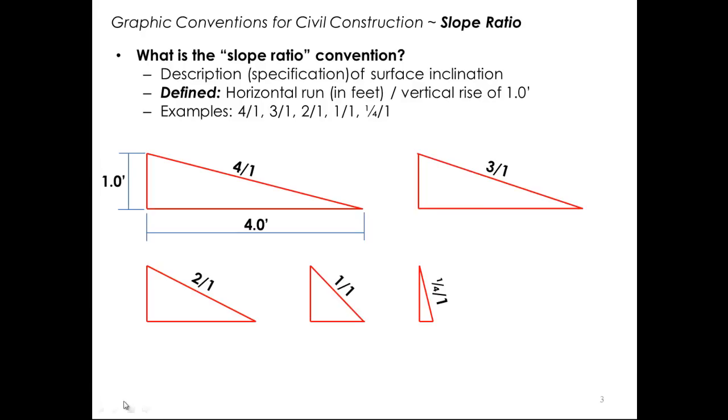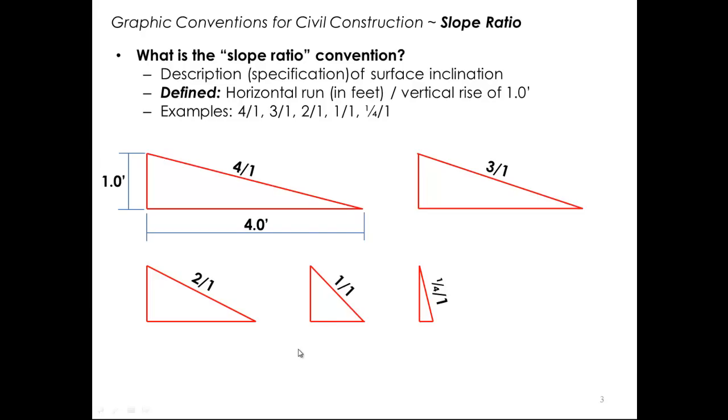Let's see some graphic examples then. This is pretty straightforward. If you look at the 4-to-1 example here, you can see that for every 1 foot of vertical rise, we must have 4 feet of horizontal run. And likewise 3-to-1, 2-to-1, and 1-to-1. This may look somewhat familiar to you if you've done any drafting work. A 1-to-1 is essentially a 45-degree angle, although we don't use degrees in civil construction very much. So this would resemble the shape of a 45-degree triangle.